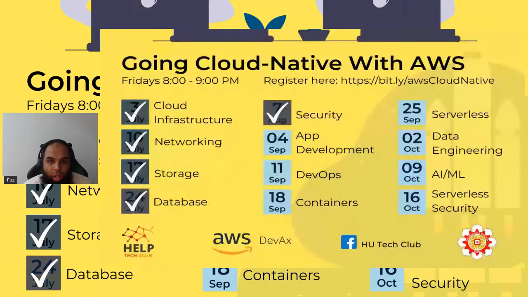So welcome to the Going Cloud Native series with AWS, and we've been doing the series since early July. We've covered a lot of topics already up front until recently. Just as a recap, we started with cloud infrastructure. We spoke about the cloud, why it's required, what problems it's solving, and what the different building blocks are. And then we started diving deeper into those blocks like networking and then storage and databases.